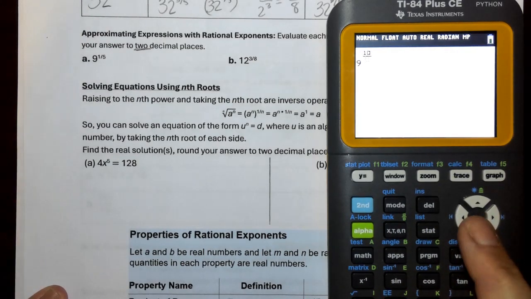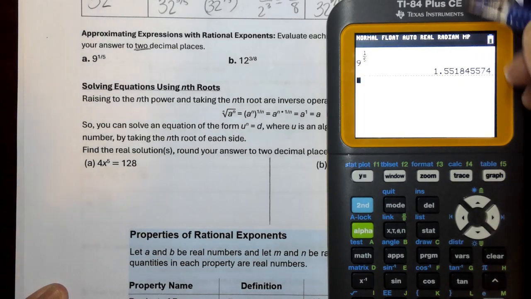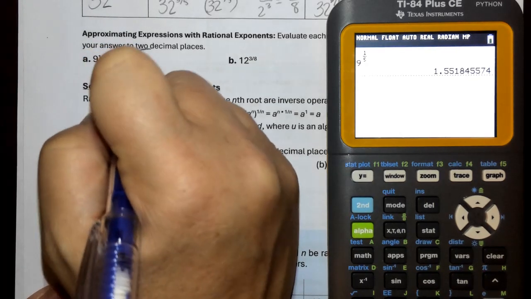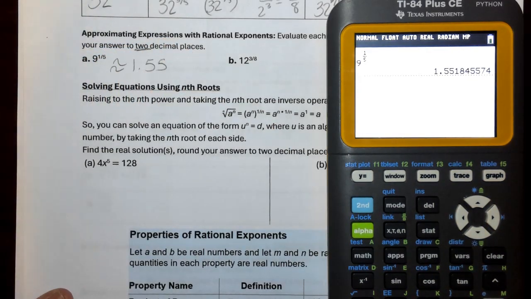I'm going to do 1. You arrow down to the denominator, put in 5, hit enter, and voila. I have a beautiful answer of 1.55184, and so on. They said round to 2 places, so that's this place. I'm going to look at my 1. My 1 is 4 or less, so I'm going to let it rest. So this is approximately 1.55. All right, not too bad. So let's try another one.